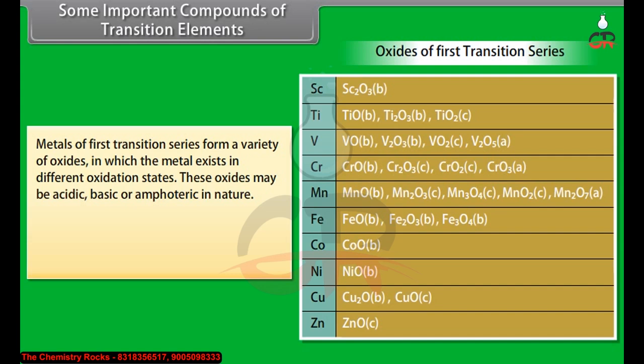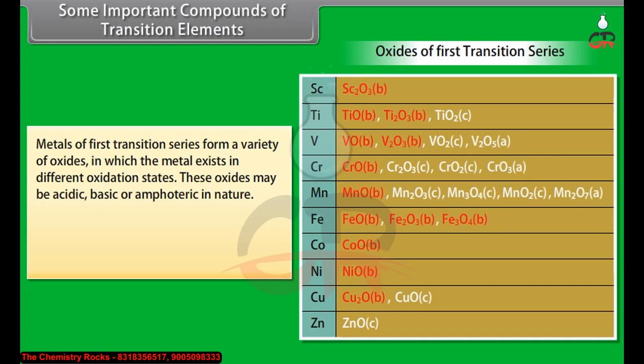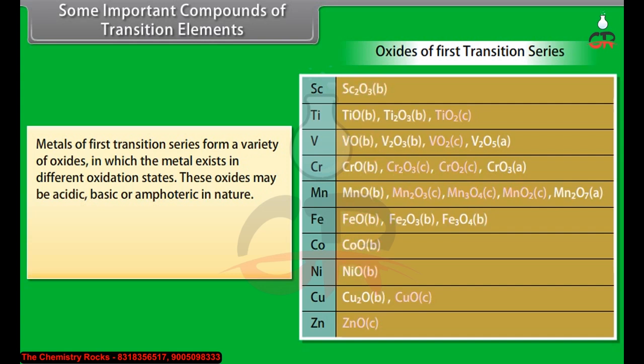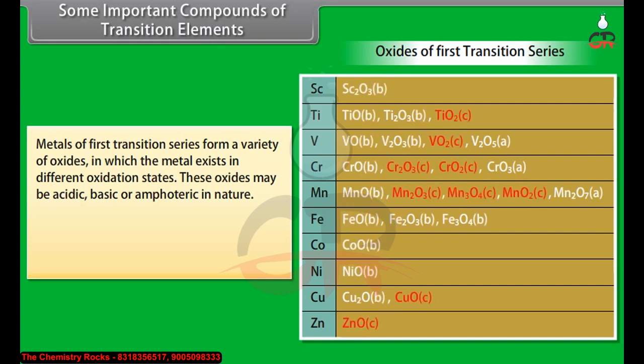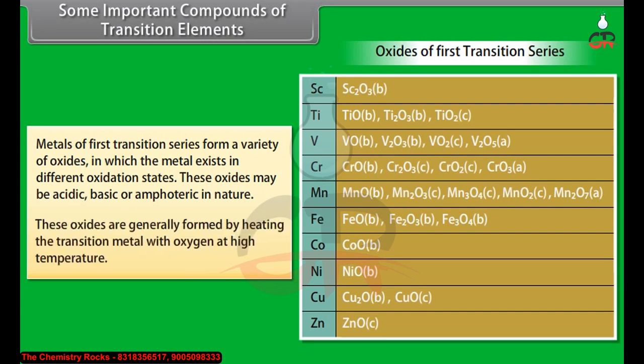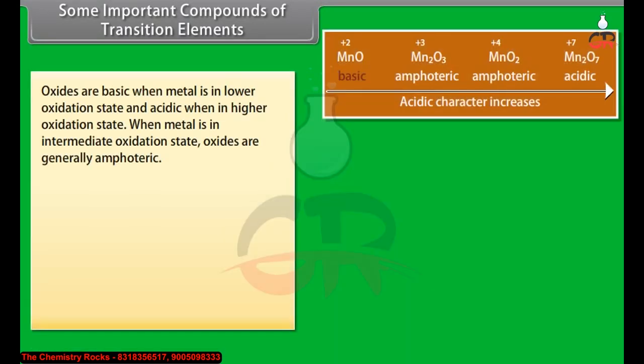Stable oxides have been shown in bold type. A indicate acidic, B indicate basic, and C indicate amphoteric nature of the oxide. These oxides are generally formed by heating the transition metal with oxygen at high temperature. Oxides are basic when metal is in lower oxidation state and acidic when in higher oxidation state.